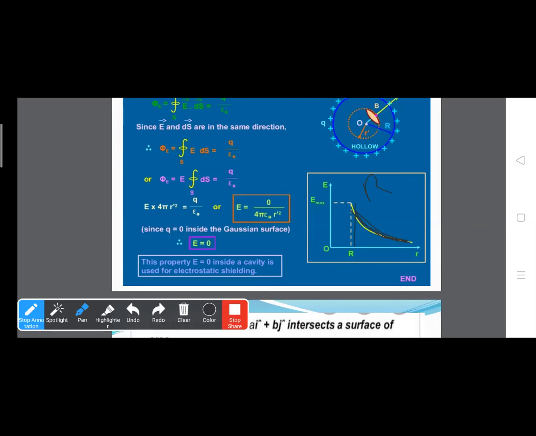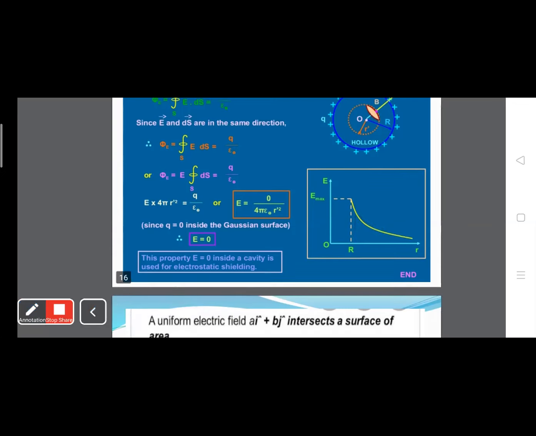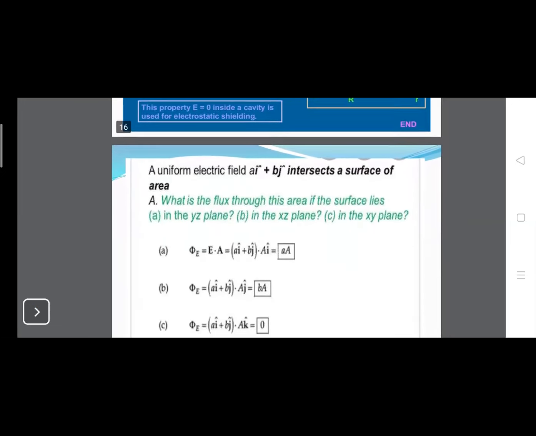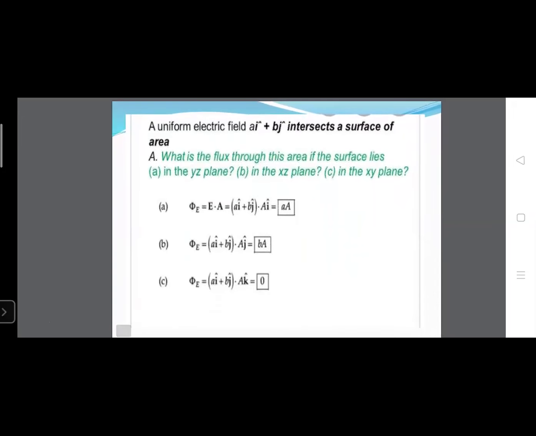So this is the electric field graph between distance and E. The maximum value of E due to the charged sphere shows the variation of electric field E. Clear? This is the maximum value of electric field E at the surface of the sphere. So this was something about the electric flux. I think this topic is clear to you. Now let's start to solve some problems related to this topic.